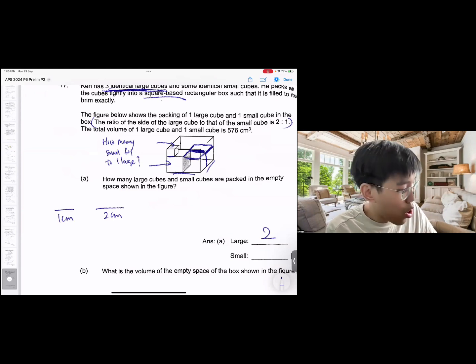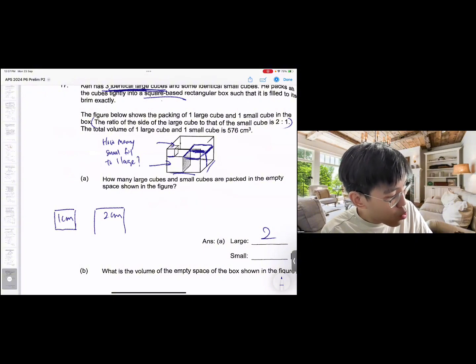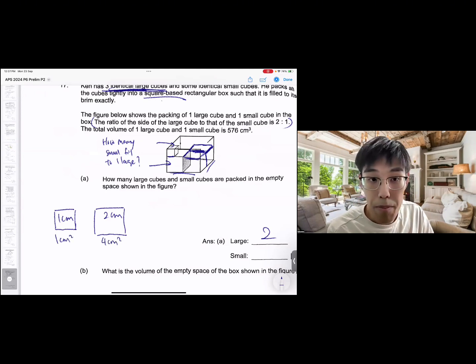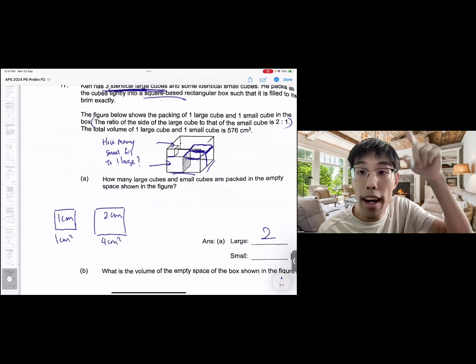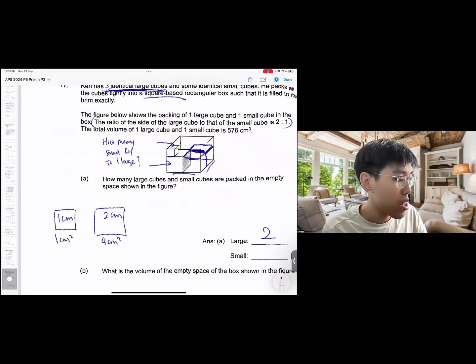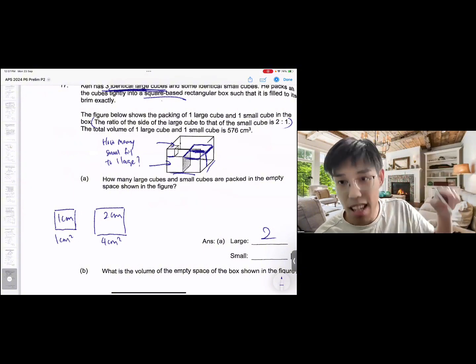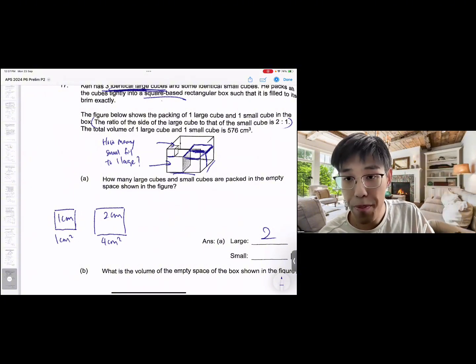Now, if I were to use this 1 cm to form a square, and the same for this 2 cm to form a square, what will the area be? The area becomes 1 cm square and 4 cm square. Because side 2 times 2 is 4, you can see the area scale becomes 1 to 4.